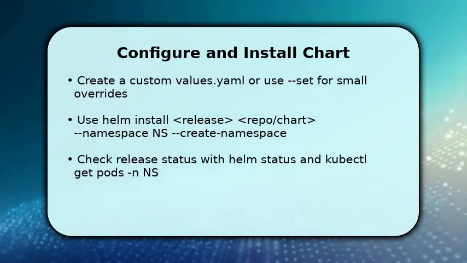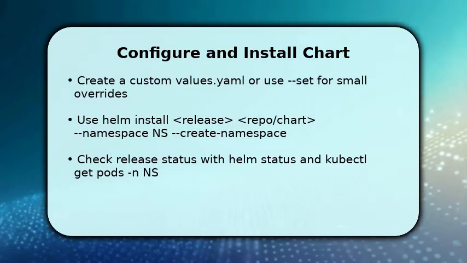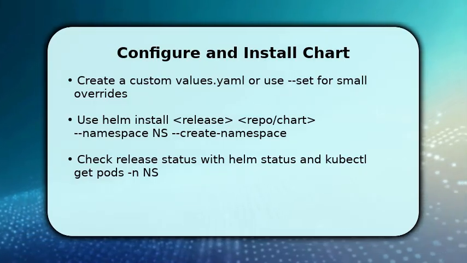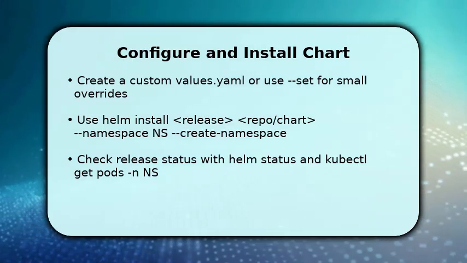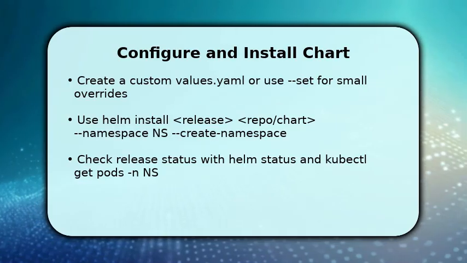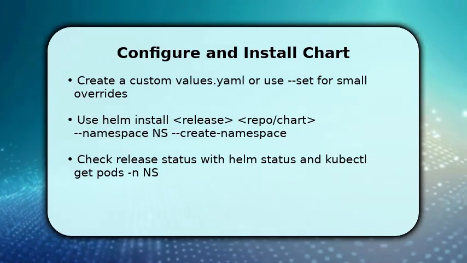For complex changes, create a values.yaml and edit images, resources, and service types. For small tweaks, use --set. Then run helm install with a release name and target namespace, adding --create-namespace if needed.